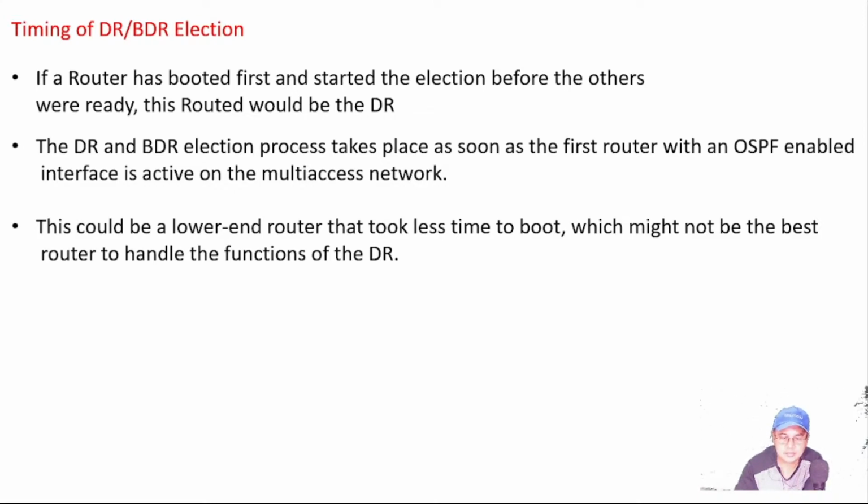And the third is the lower the processing, the lower the specification of the router is, the higher the chances of being assigned as the designated router. So these are the three scenarios. That is why the election process is kind of automatic in a multi-access network. Okay, so let's move on.